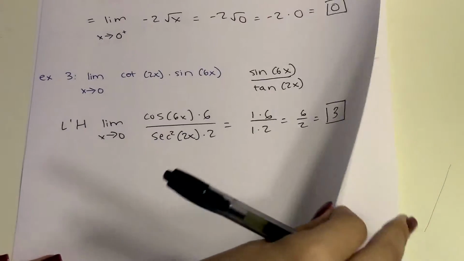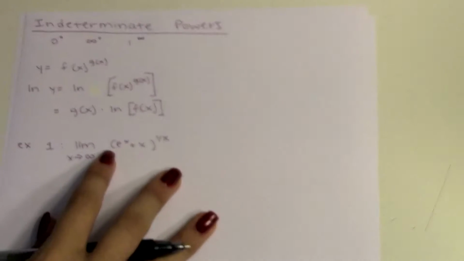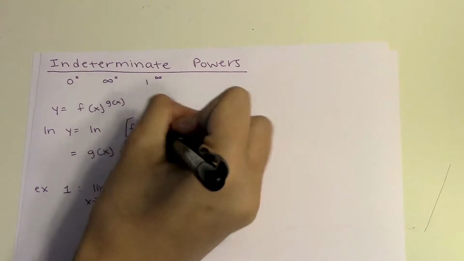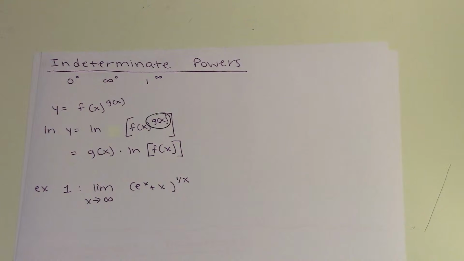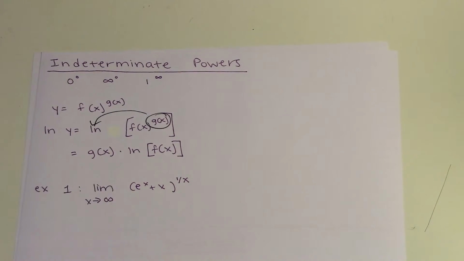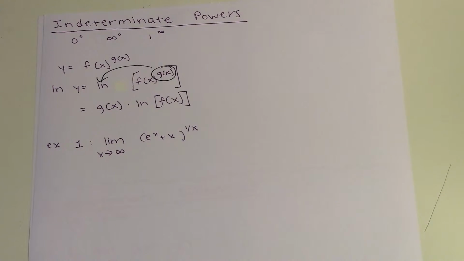And moving on from products, we're going to move on to indeterminate powers. So here we have an f of x raised to g of x. So in order to solve this, we're going to find the natural log of both of these. And since it is raised to a g of x and we're using natural log, we can just move this to the front. So that's what I did here. And this will become clearer with an example.